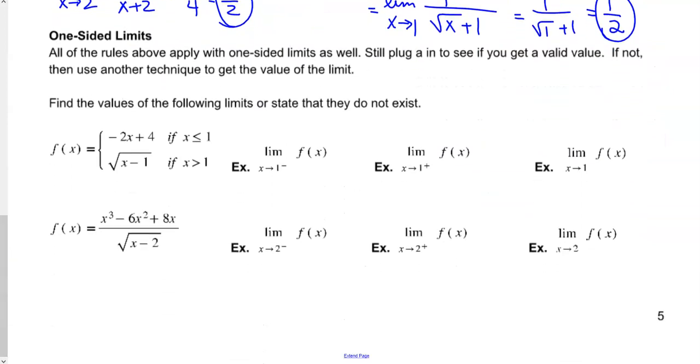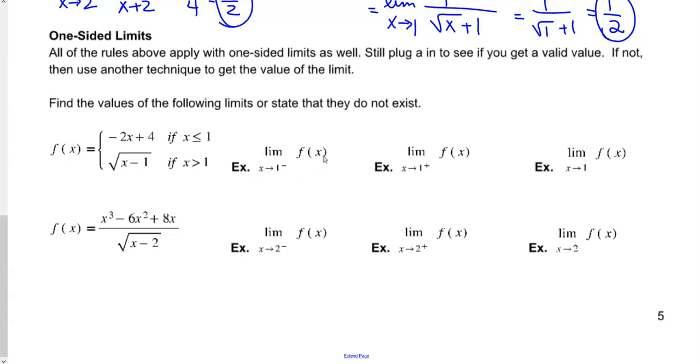Here we get into some one-sided limits according to some piecewise functions, and also to this function. We'll see that again a little bit. Remember, the limit from the left and the limit from the right must be the same for this limit to exist. So we'll check that out. And all of those rules above apply to one-sided limits as well. We still want to plug a in to see if we get a valid value. If not, then we use another technique in order to get a value for the limit. So let's look at this piecewise function.